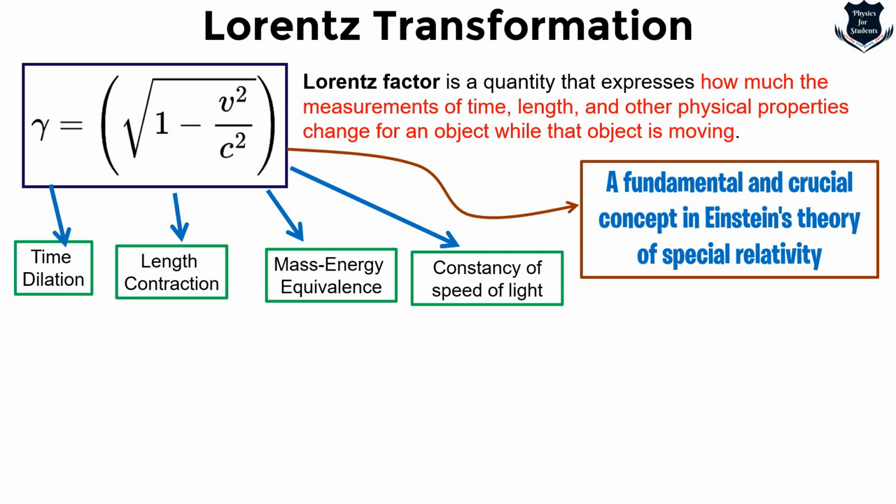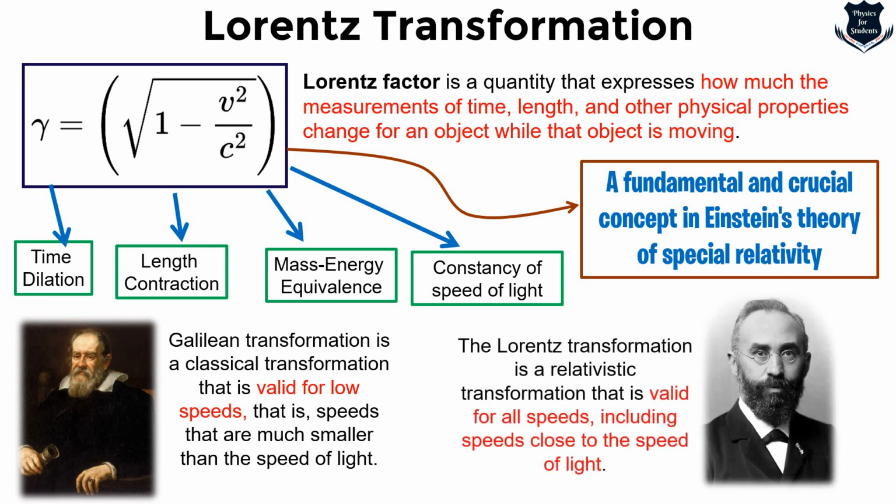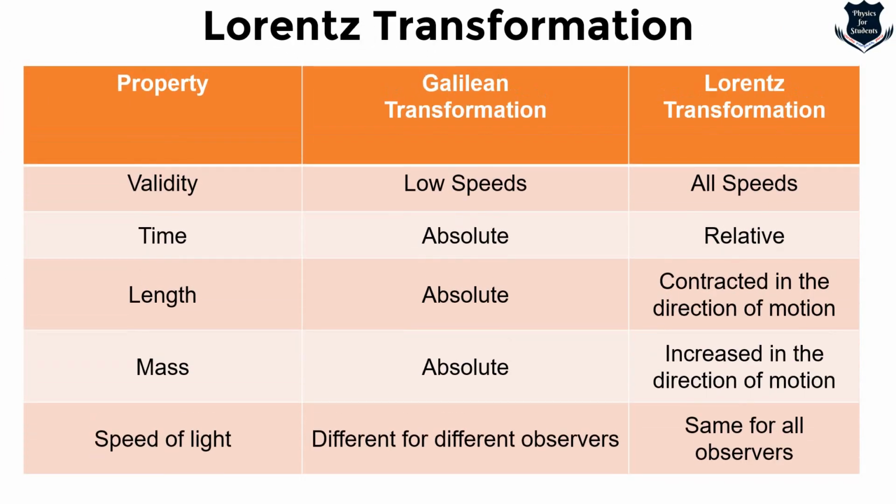Now that we understand what the Lorentz transformation actually is, can we have an understanding of the difference between the Galilean and Lorentz transformations? You see, the Galilean transformation is classical, which pertains to the theories of Newtonian mechanics, and it is valid for very low speeds. Compared to that, the Lorentz transformation is valid for all speeds. Let us look quickly into a tabular structure to make things clear. So here it is. The validity: low speeds, all speeds. Time: absolute, relative. Length: absolute, contracted. Mass: absolute, but it will increase. Speed of light: different for different observers, and obviously it is the same for all observers.